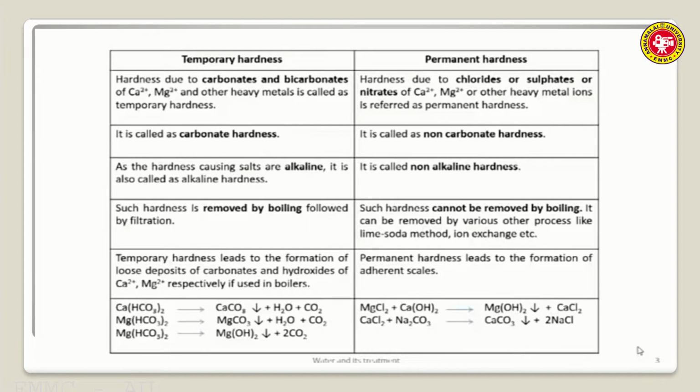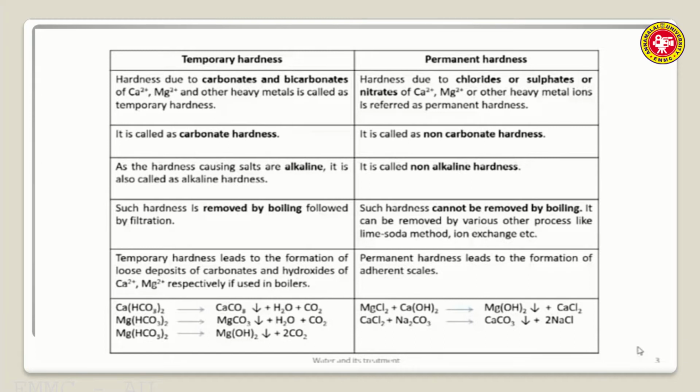This category of hardness is also named carbonate hardness. As the hardness causing salts are alkaline, it is also called alkaline hardness. So, you can name it by any name. Temporary hardness, otherwise called carbonate hardness, or also called alkaline hardness, is produced due to the carbonates and bicarbonates of calcium and magnesium.